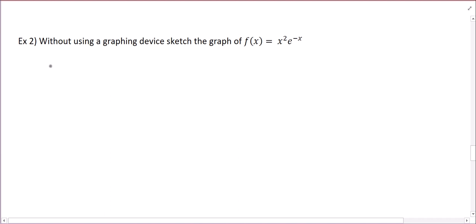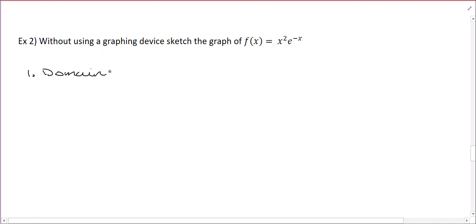Hey there, in this video we're going to continue exploring curve sketching and following the steps: finding the domain, finding asymptotes, x-intercepts, y-intercepts, and determining the intervals where a function is increasing, decreasing, concave up and concave down to sketch the graph of the function. So let's start with the domain.